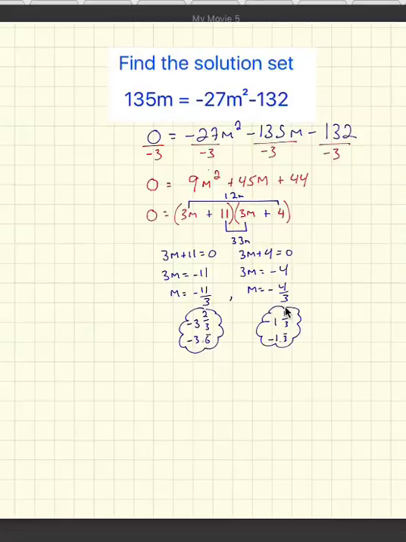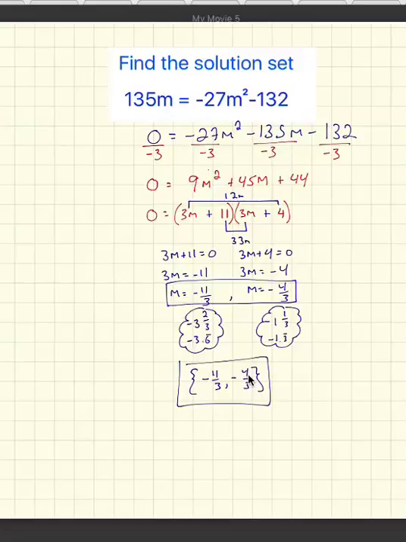So there you go. Here's our first answer. We could also put that in a solution set. So we could say negative 11 thirds and negative 4 thirds. That's our solution set. Okay, so you have two choices as your answer. You have this or that. Either one is good. I think just because it's easier to write, I'm going to do the solution set.